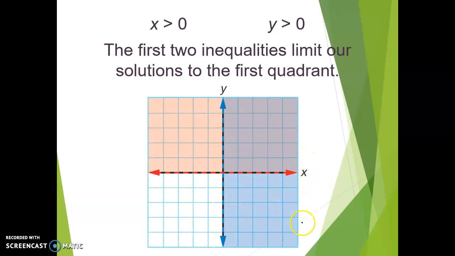So here is our first equation. X is greater than 0. So here are all of our x values greater than 0. And y is greater than 0. Here are all of our y values greater than 0. Where these two regions overlap is the first quadrant. So already we have solutions that we know will only be in the first quadrant.